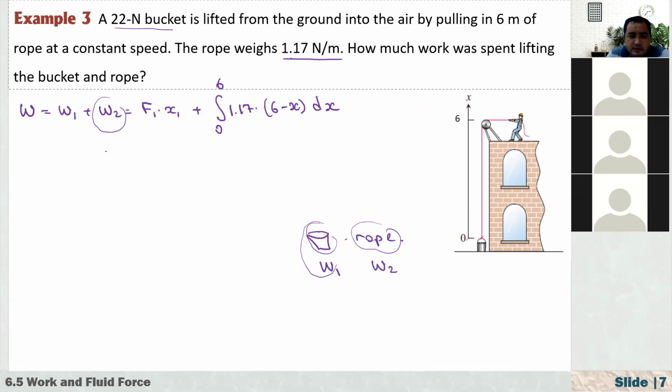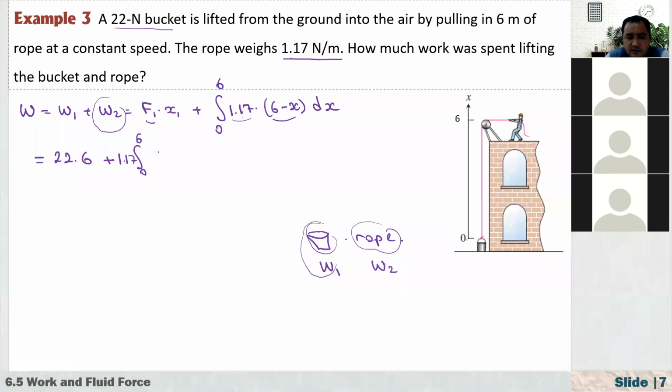So that's equal to, now what is F1? F1 is 22, and we have to move up for 6 units. Plus, this one is from 0 to 6, and 1.17 is just a constant. Now we have to integrate this, because it's force and distance together for every piece of rope. At every level, the distance traveled by each piece of rope is different.